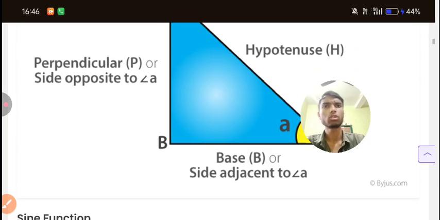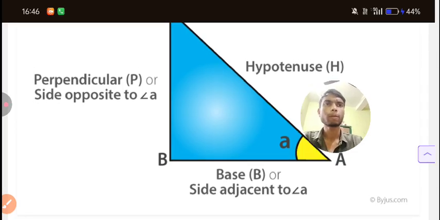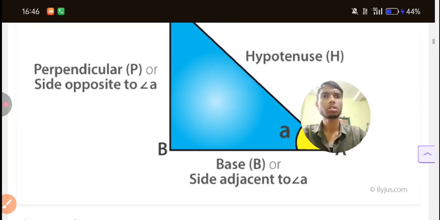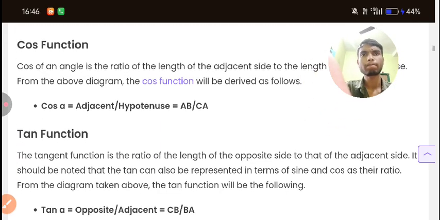If we take this angle, then the side opposite to it would be the perpendicular and this would be the base. Here the hypotenuse is already fixed. This is a very basic cos function.